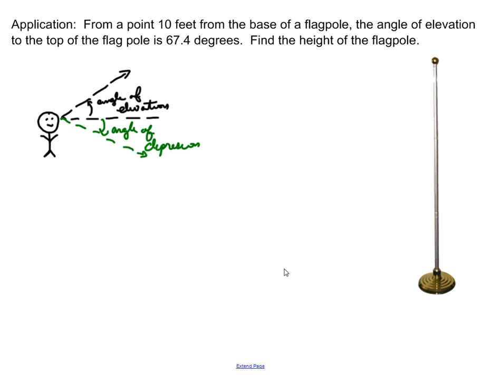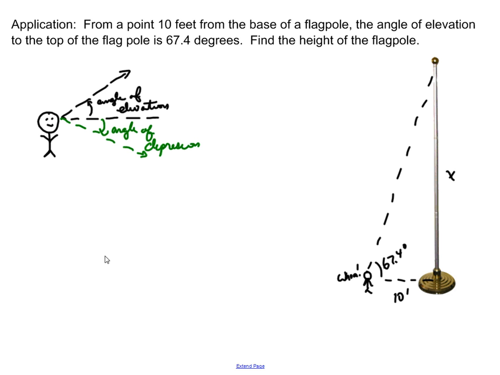So what do we want to do right here? Somebody's standing 10 feet from the base of a flagpole, looking up. At the angle up we see, and I'm exaggerating it quite a bit, we have 67.4 degrees. We have 10 feet from the base of that flagpole. So we're interested in how high that flagpole is.